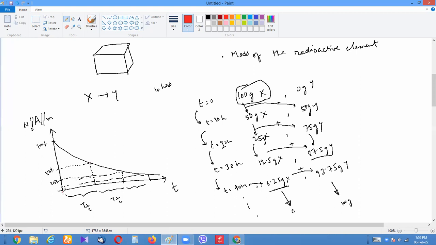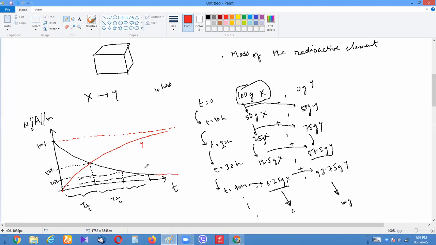After a half-life, it will become 50%. After another half, it will increase by this amount. So it will increase by this much, about over here. So this is how the y graph is going to look, which is going to be asymptotic with the 100% line. The x graph will become asymptotic with the 0 line, and this will become asymptotic with the 100%.